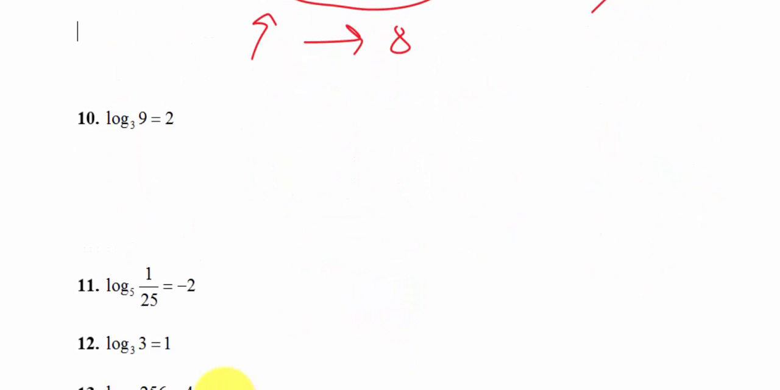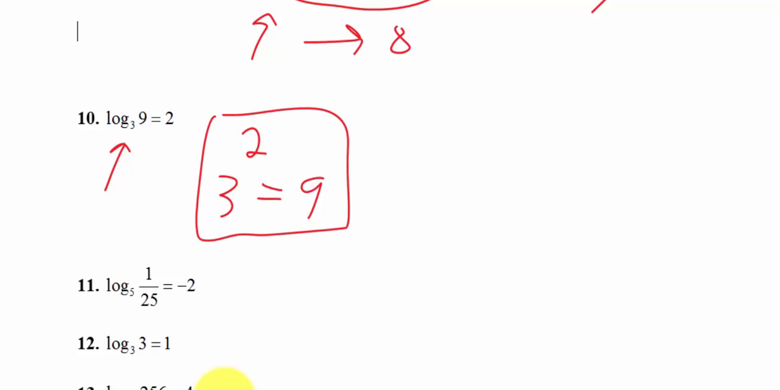All right, so the base of my log is 3, so the base of my exponent is going to be 3. The 2 comes up top, and the 9 goes on the other side. And then just ask yourself, is 3 squared equal to 9? The answer is yes, so we know this worked out.